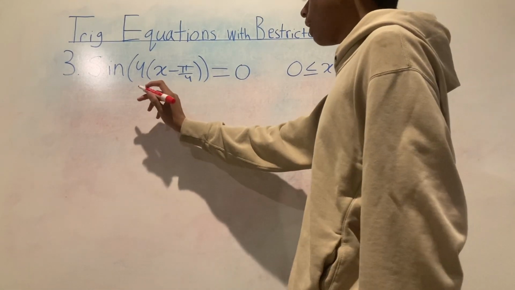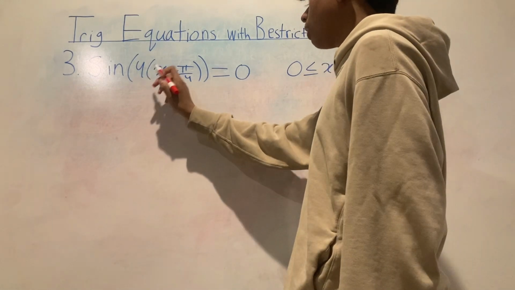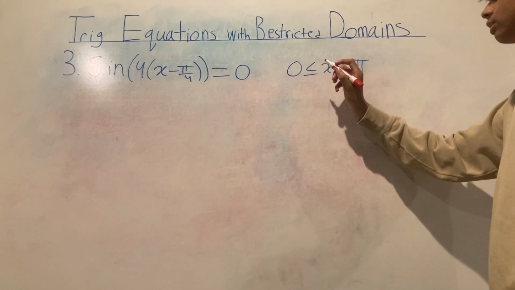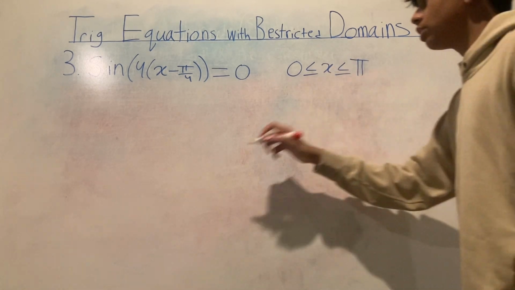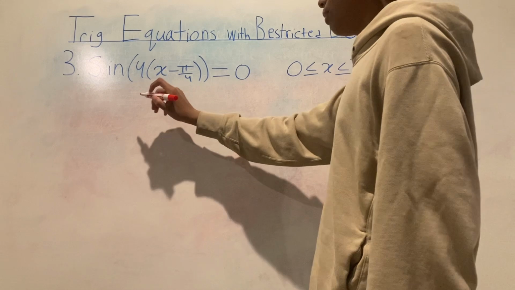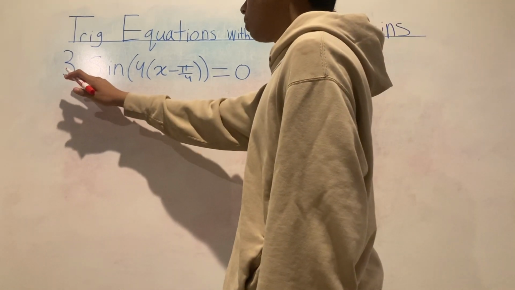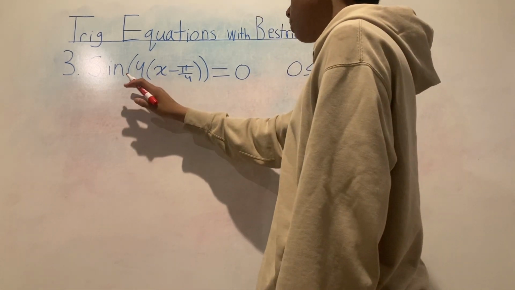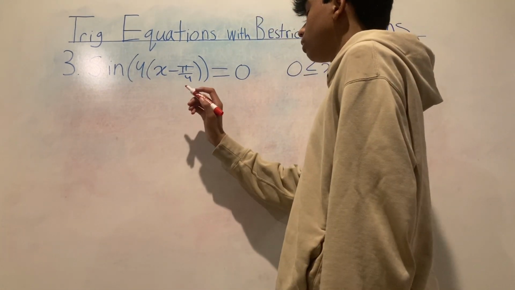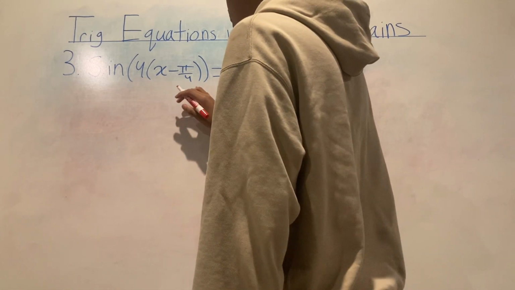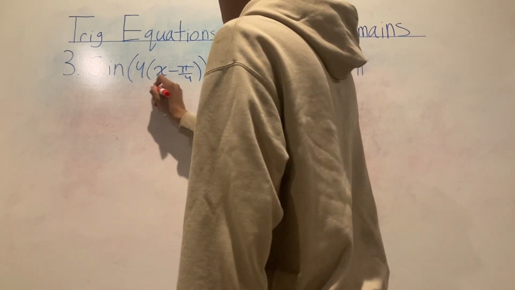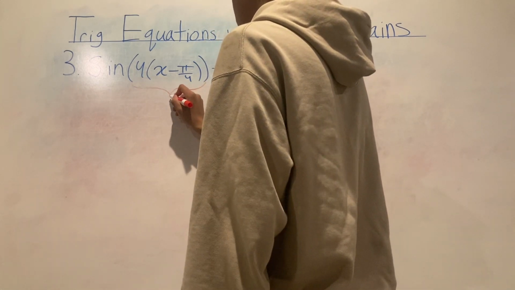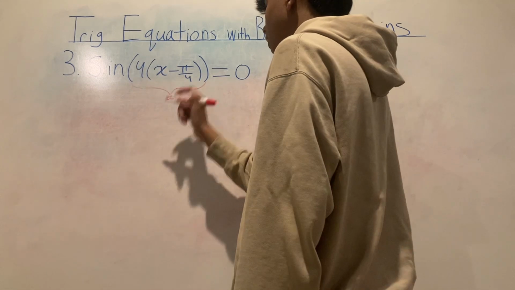Okay, question 3, we have sine of 4 times x minus pi over 4 equals 0, in the domain where x is greater than 0 but less than pi. So this is a little different. Usually we had something that was multiplying the sine or adding to the sine function, but now x is completely changed. So what we do in this scenario is we ignore everything first. Change everything here into just any variable you want, such as a. Let's just say this whole thing is a.